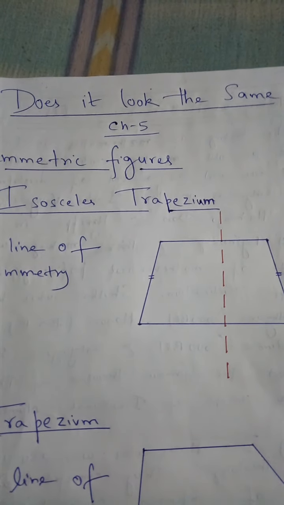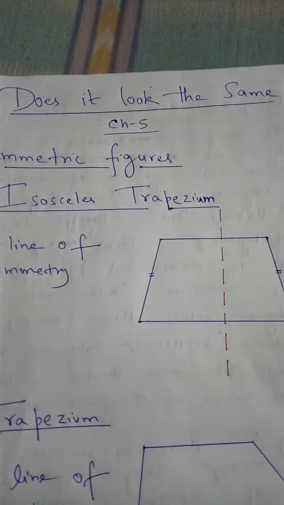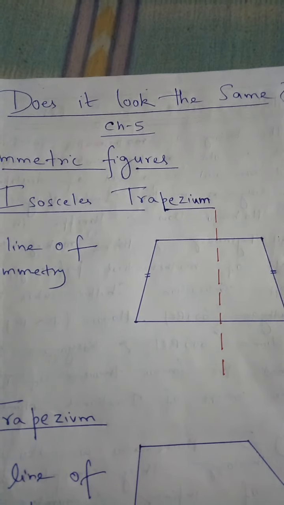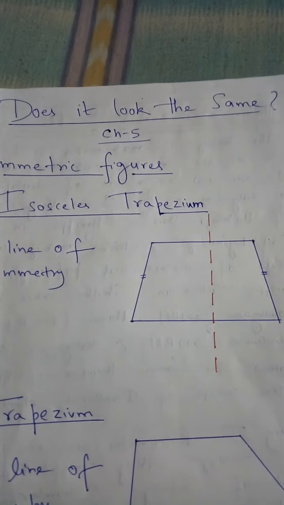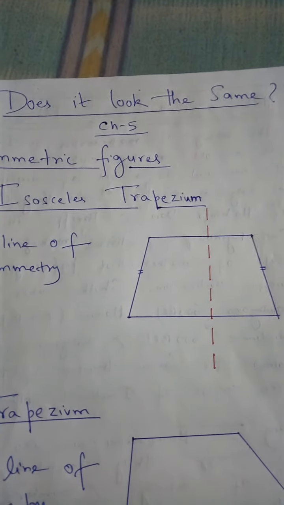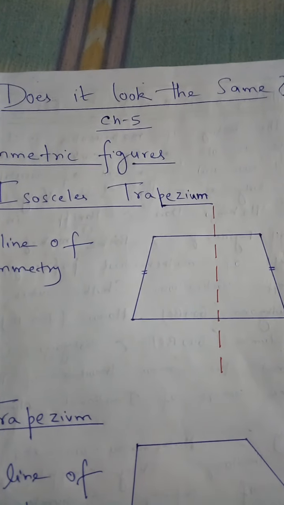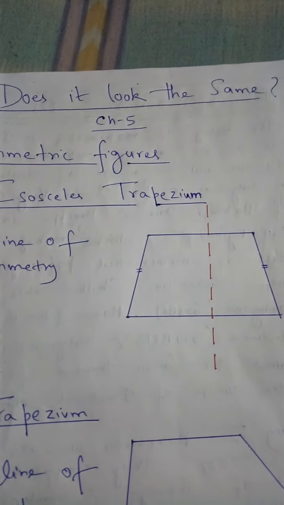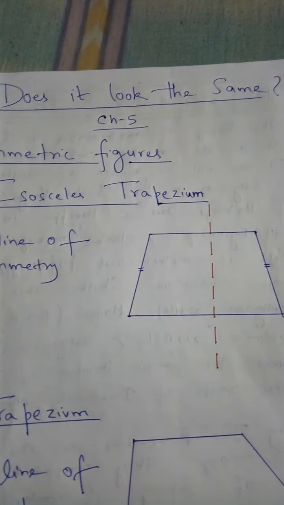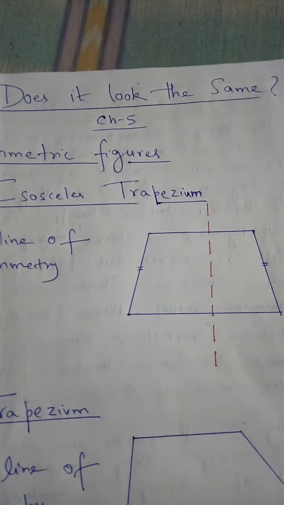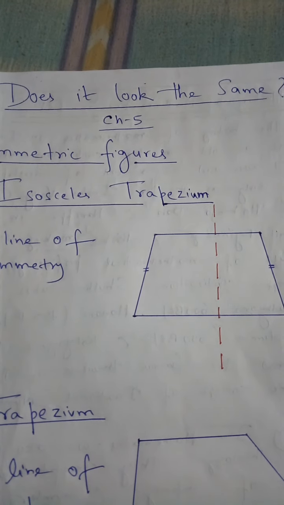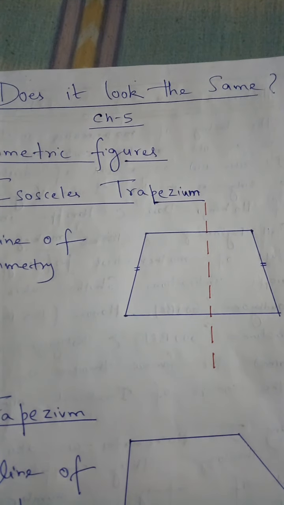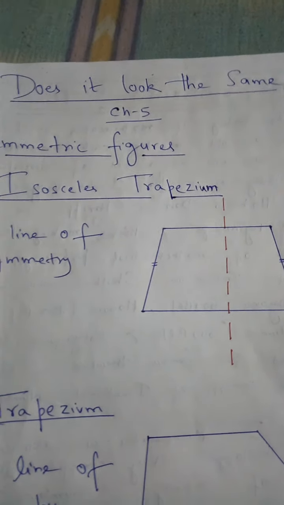Good morning, students. So today again we are going to discuss the chapter Does It Look the Same? Chapter number 5 of your NCERT book. In the previous video we discussed some symmetric figures having one line of symmetry or more than one line of symmetry, and also some figures having no line of symmetry.